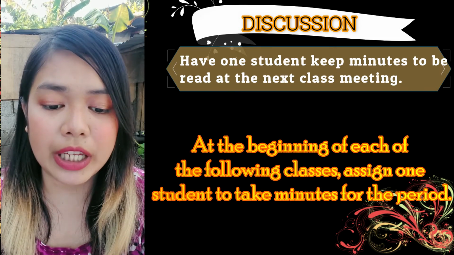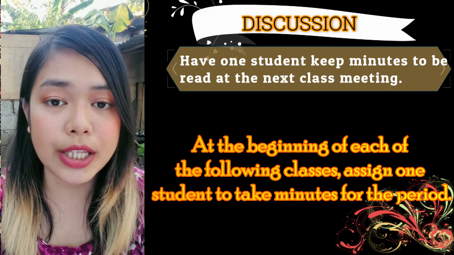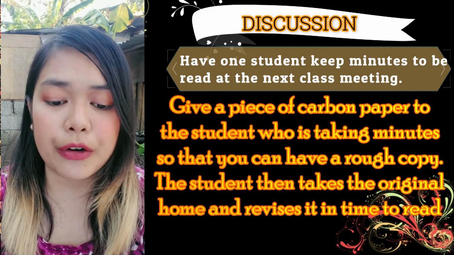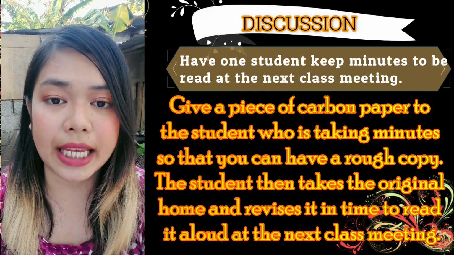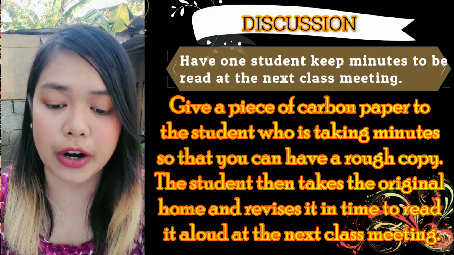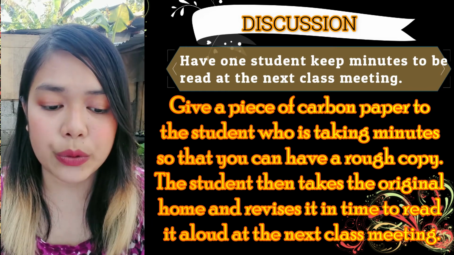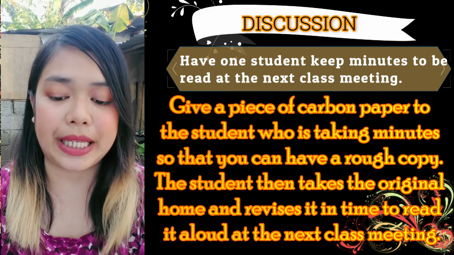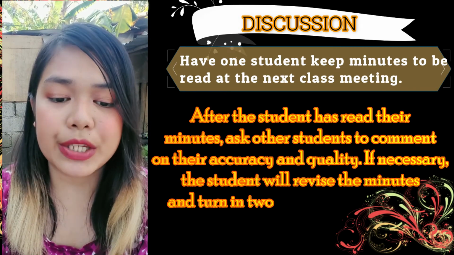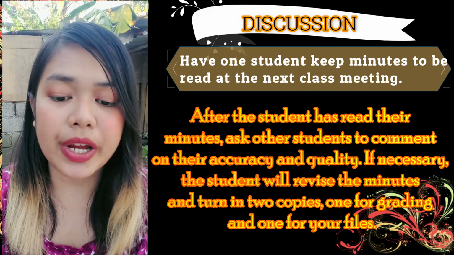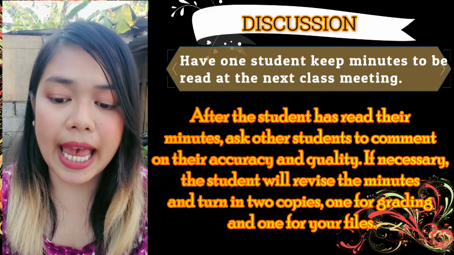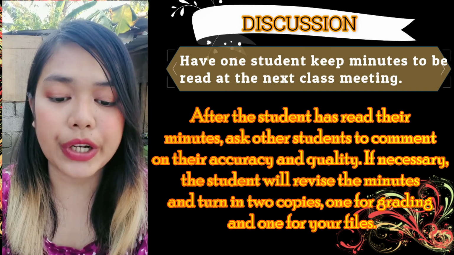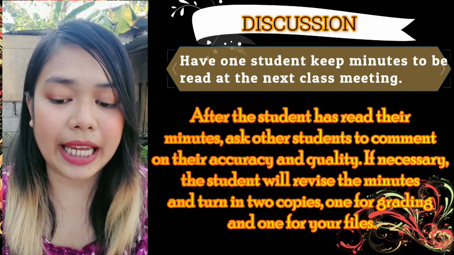At the beginning of each of the following classes, assign one student to take minutes for the period. Give a piece of carbon paper to the student who is taking minutes so that you can have a rough copy. The student then takes the original home and revises it in time to read it aloud at the next class meeting. After the student has read their minutes, ask other students to comment on their accuracy and quality. If necessary, the student will revise the minutes and turn in two copies, one for grading and one for your files.